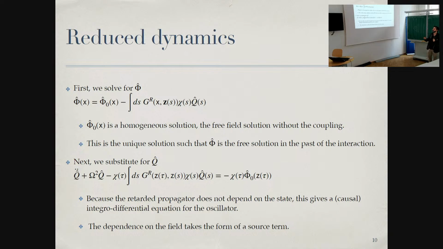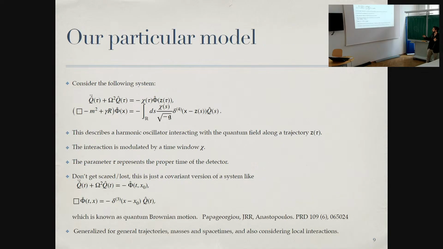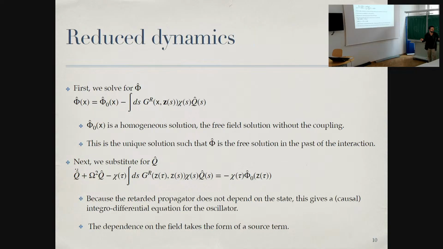So, the reduced dynamics. What are we going to do here? We're going to solve for phi. And we're going to solve for phi, writing it as a homogeneous solution to the Klein-Gordon equation, plus the retarded solution associated with this current here. This is something that is done all the time in open quantum systems. The only thing is that usually in open quantum systems, the Heisenberg equations of motion are not linear. But in this case, they are, so we can use the same method there.